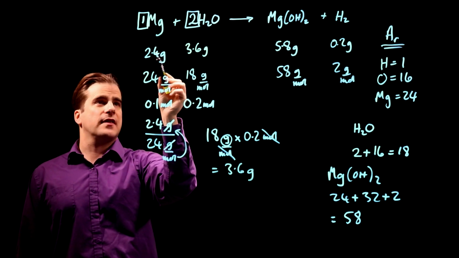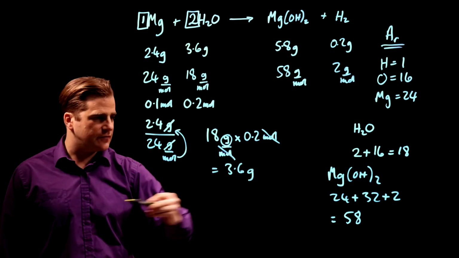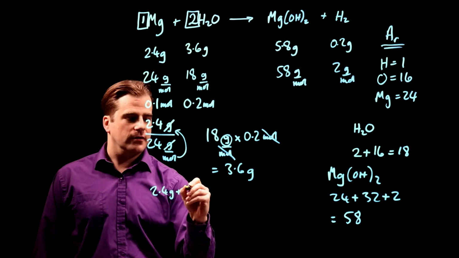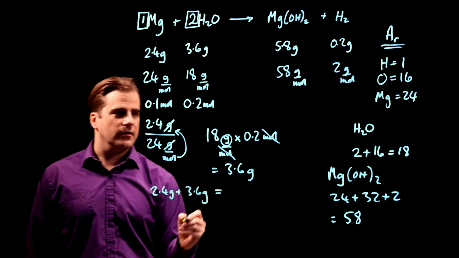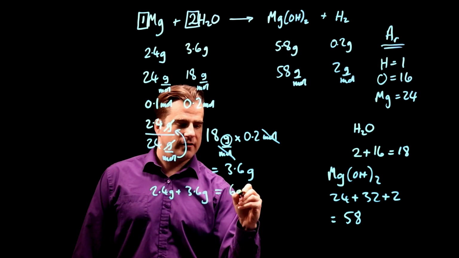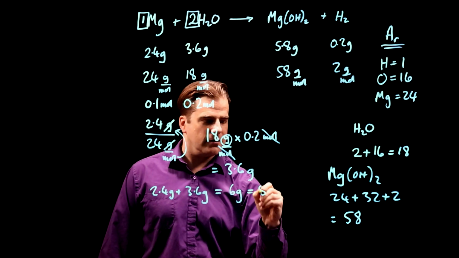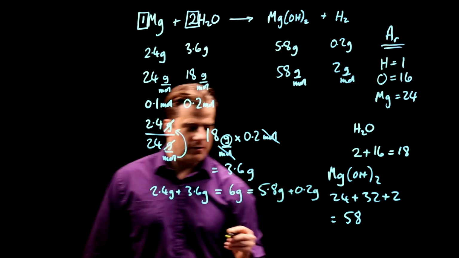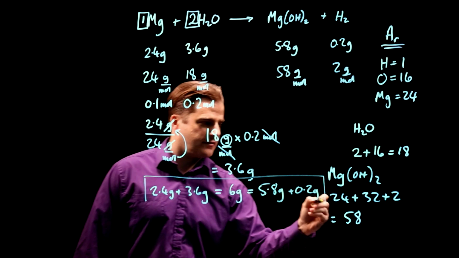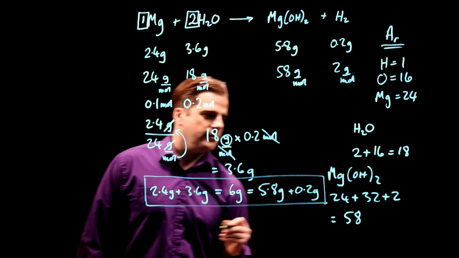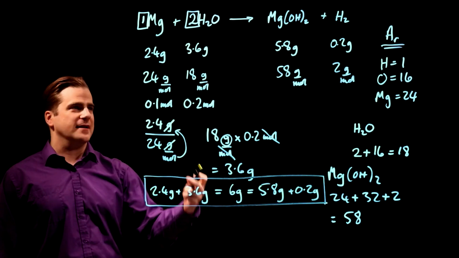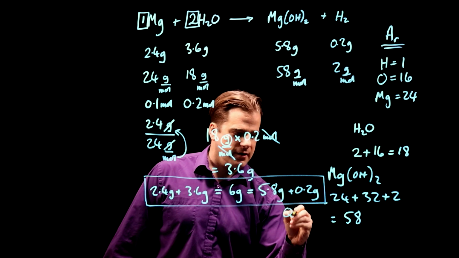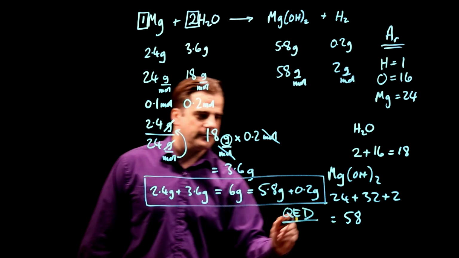We had to show that that plus that equals that plus that. So just finish it off neatly by saying 2.4 grams plus 3.6 grams on the left equals 6 grams, which also equals 5.8 grams plus 0.2 grams. We have indeed shown that conservation of mass worked or applied and is correct in this question. QED. Boom.